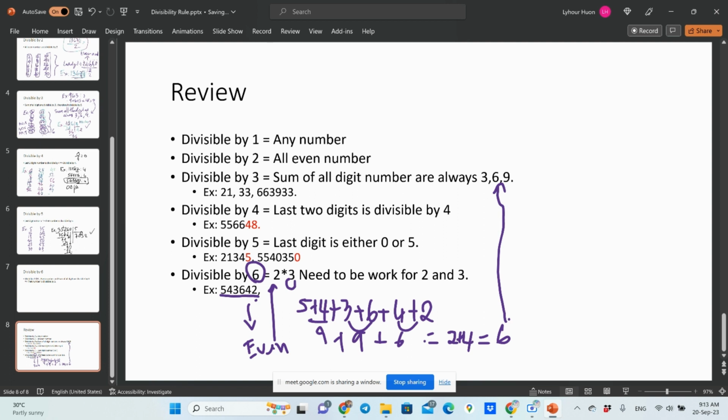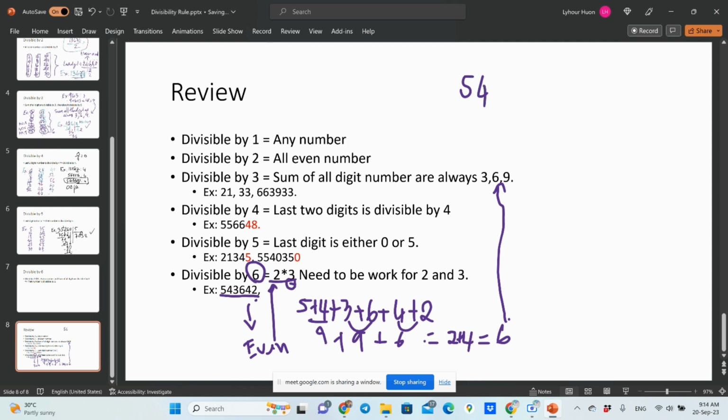Now it completes those two conditions, 2 and 3. So we are sure it will be divisible by 6 by the rule, but do we really believe the rule? Let's say yes, but we want to check whether the rule is really the rule or the rule is just a lie.